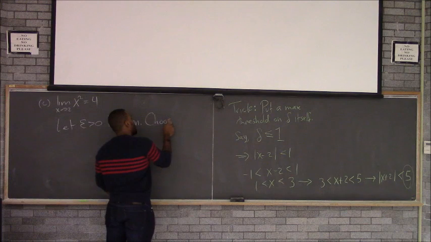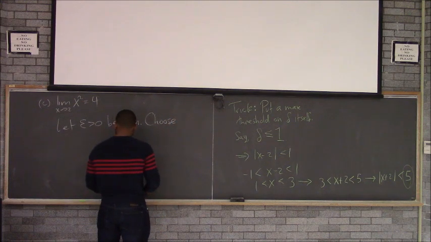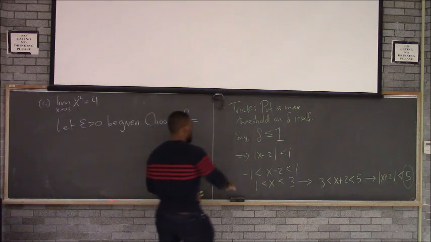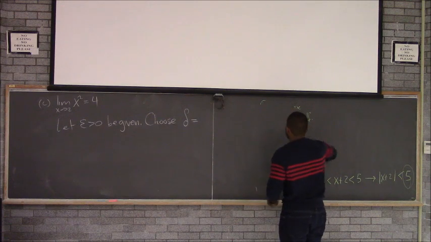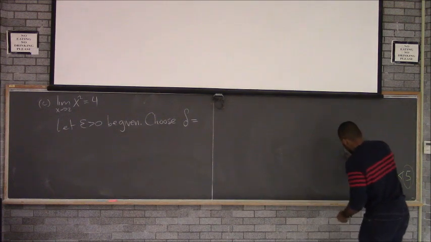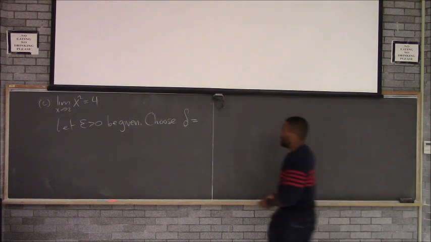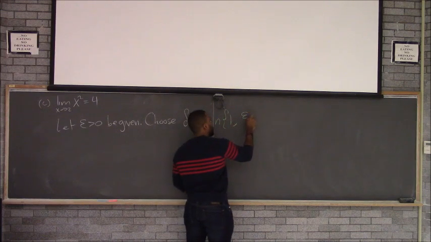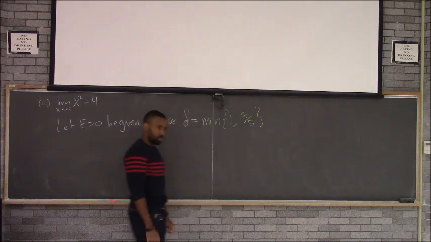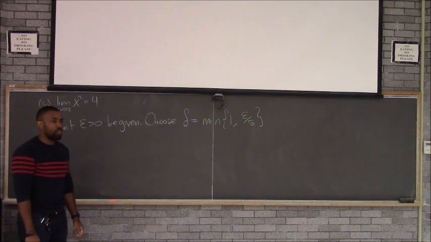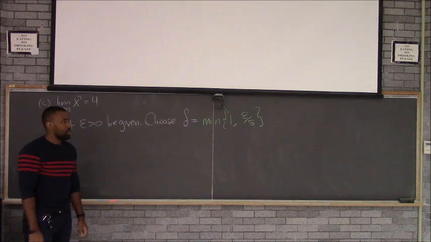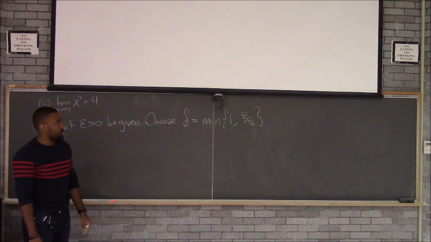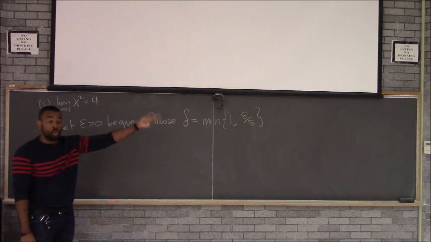You're going to choose, and here's how this part becomes different. You're going to choose your delta equals, and you're going to choose the best one at the time. Choose your delta equals the minimum of 1 or epsilon over 5. Whichever value happens to be smaller, pick that one. So if someone tells me, oh, epsilon is 1, I want to be within 1 unit of the y values, then you have to choose the minimum between 1 and 1/5. You would pick 1/5 to use.